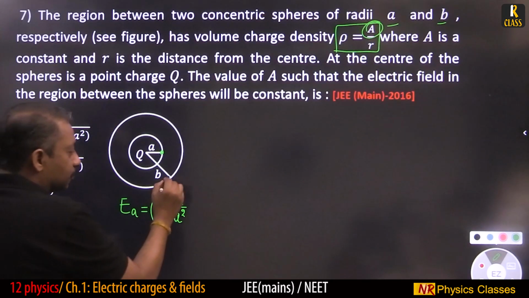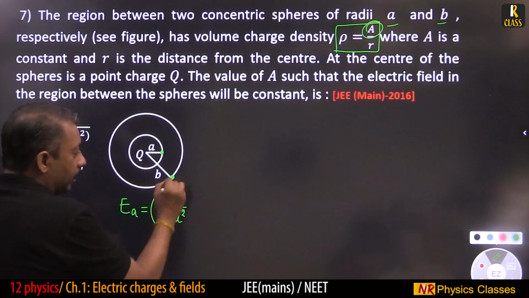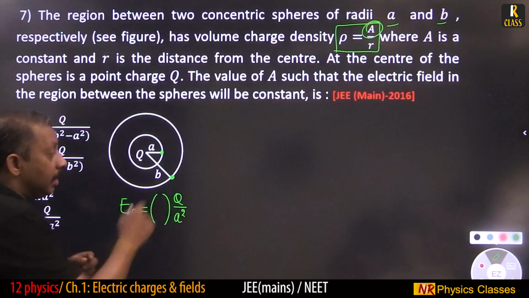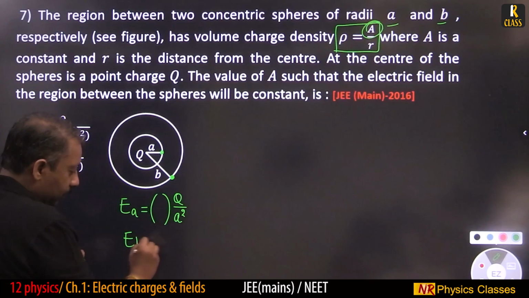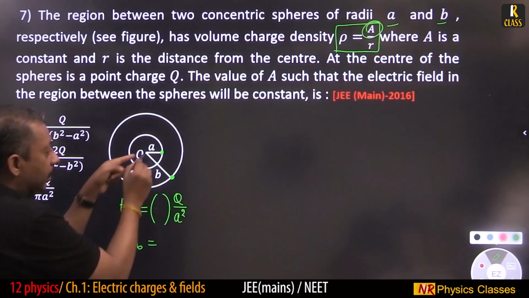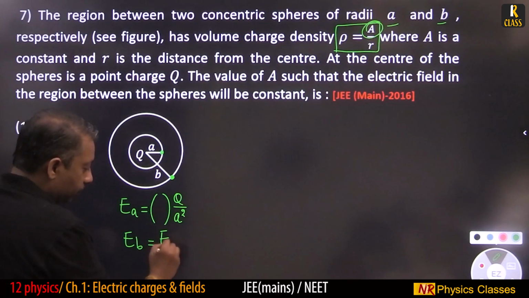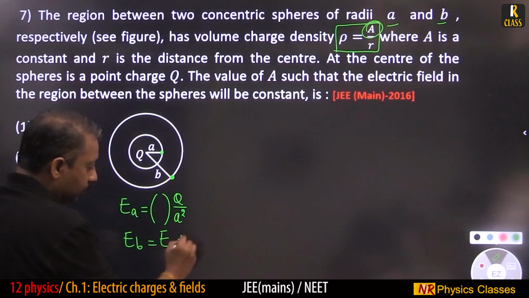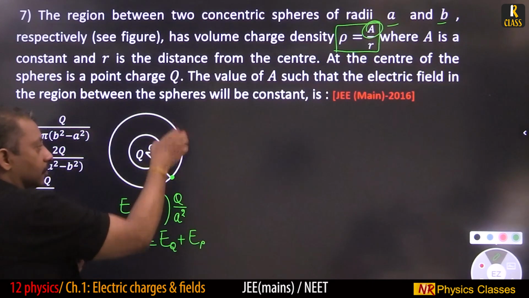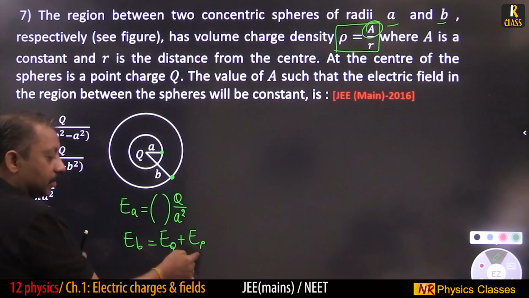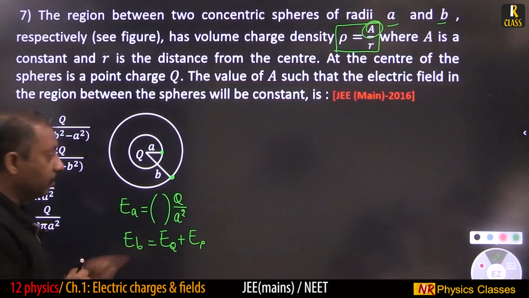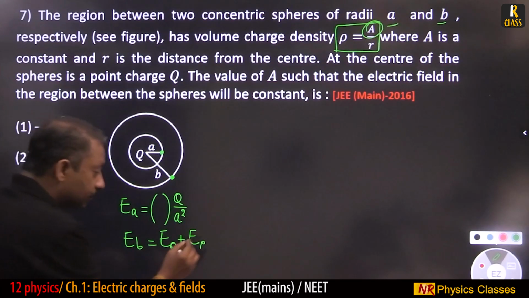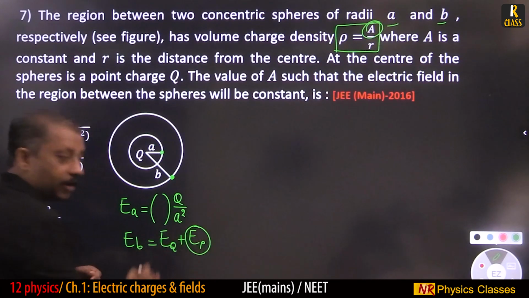Now come to this point. We have to find the electric field at that point. Electric field at that point, EB, is equal to field due to charge Q plus field due to charge density rho. Because of this charge density, there is some field. So the resultant of these two gives EB, the field at this point. Now let us find this first.